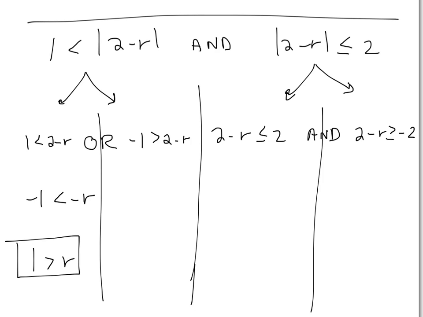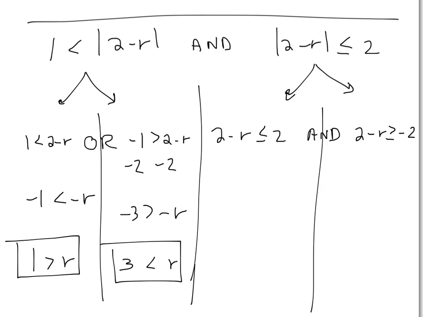How about the second column? What would the second column look like? How do I go about solving that one? Go ahead, step me through it. Second column, that is 1 is greater than 2 minus r. So that means you subtract 2, that's negative 3, it's greater than negative r, and that's 3 is less than r.